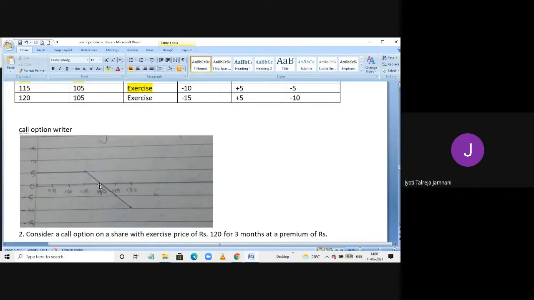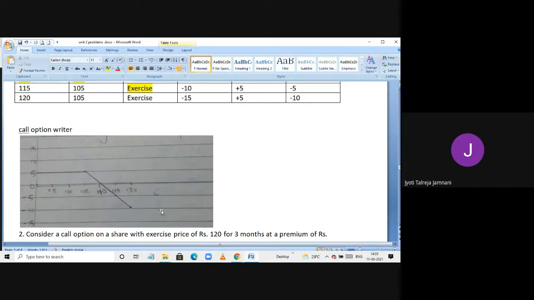At 110, there is the BEP, 0, so the line will cut here at the center, 0. At 115, the loss is minus 5, and at 120, the loss is minus 10. So the graph will be a straight line, positive 5 rupees gain, and then falling, that is, there are losses.